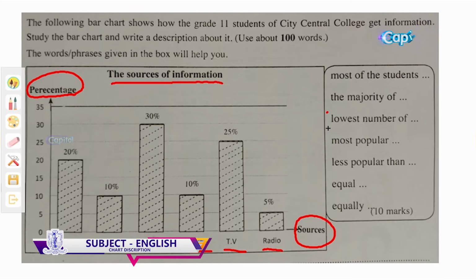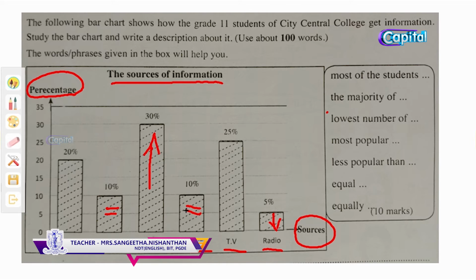The categories mentioned here are internet, newspaper, books, magazine, TV, and radio. So the highest percentage of students get information from books. So this is the highest. Which one is the lowest? The lowest number of students, or the minority of students, listen to radio. Newspaper and magazines are used to get information by an equal percentage of students.